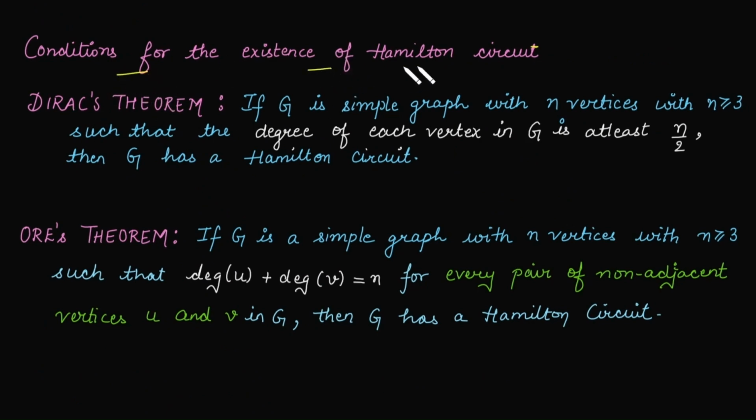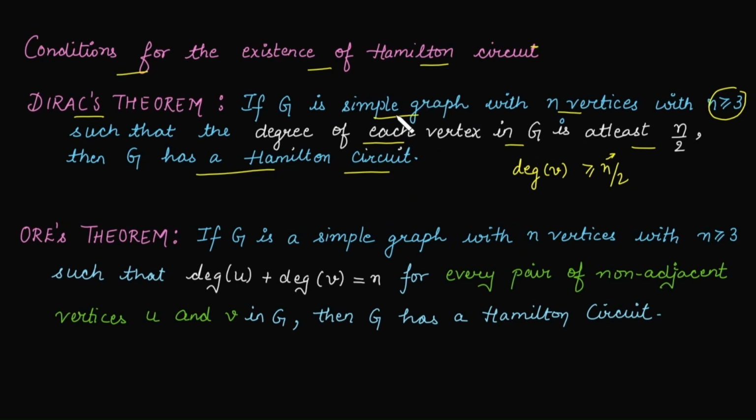Conditions for the existence of a Hamilton circuit. The first is Dirac's theorem. It says that if the graph is simple with n vertices, where n is greater than or equal to 3, and the degree of each vertex is at least n/2, where n represents the number of vertices, then G has a Hamilton circuit.